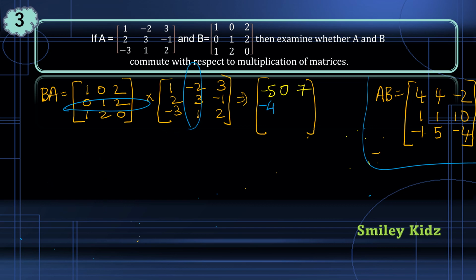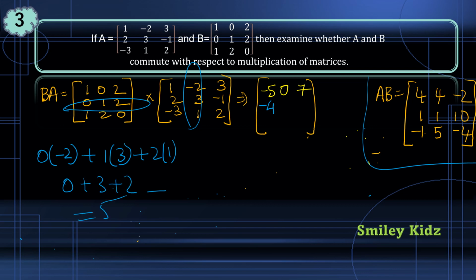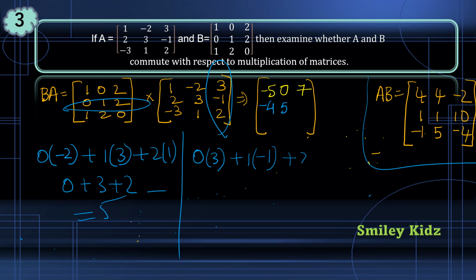Now second row with second column, that will be 0 into 2 plus 1 into 3 plus 2 into 1. This is 0 plus 3 plus 2, that is 5. Now second row with third column will have 0 into 3 plus 1 into minus 1 plus 2 into 2. Here 0 minus 1 plus 4, that is 3. So here let's write down 3.